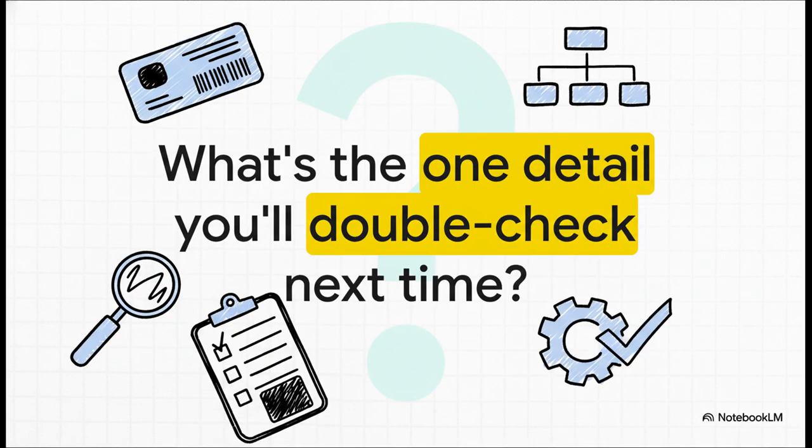So I want you to ask yourself this. What's the one little detail you're going to double check before your next listing? Is it going to be the brand name spelling, the exact model number? Because making that one extra check a habit, that is the real key to mastering the system and listing smoothly every single time.